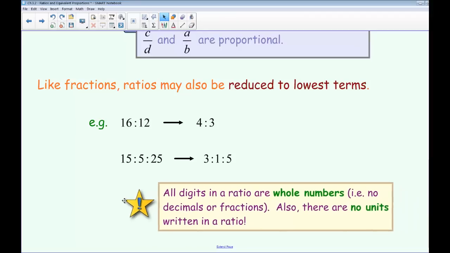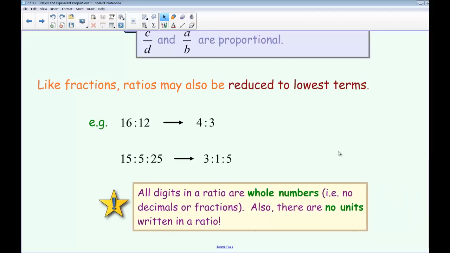Now, one thing to note is that when we write our ratios in lowest terms, a properly written ratio should have whole numbers as all the digits, no decimals, no fractions. The other thing to remember is that there should not be any units written with any of those numbers. That seems to be a common mistake that I see on a lot of tests and quizzes, that students write down the units when in fact there shouldn't be any at all.